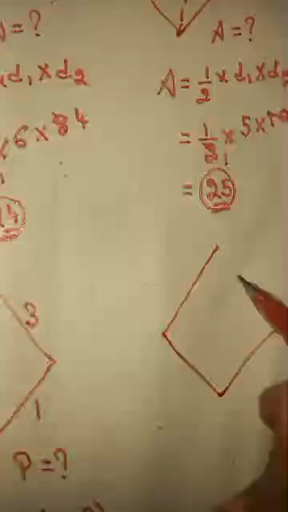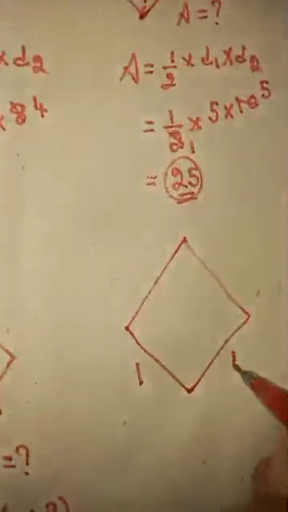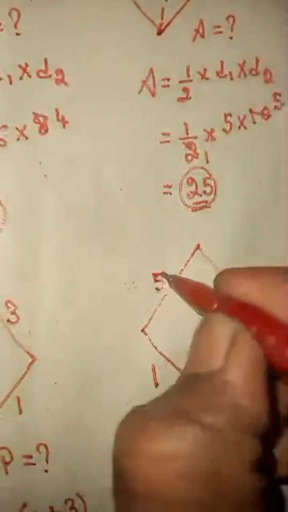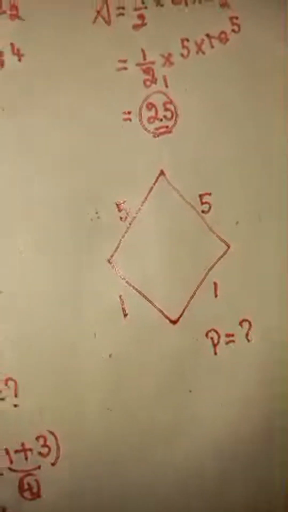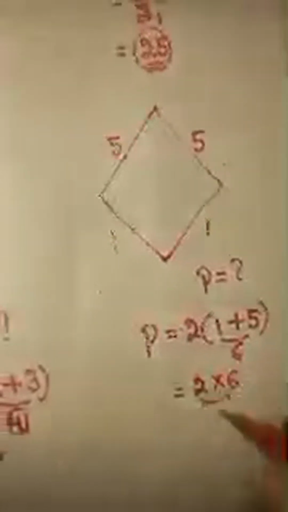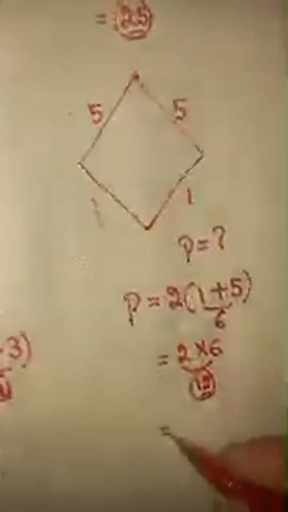So 8 units. In this kite, they are giving below sides as 1 unit and above sides as 5 units. Now you need to find out the perimeter of the kite. The perimeter of the kite is 2 times the sum of below side plus above side, that is 1 plus 5. 1 plus 5 is 6. So 2 times 6 becomes 12 units. So 12 units is the perimeter of this kite.